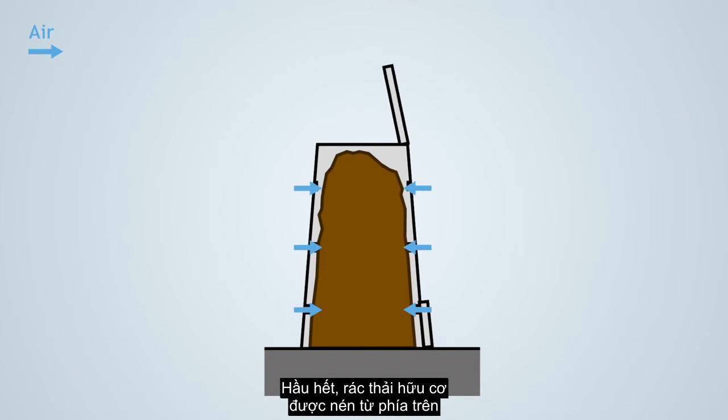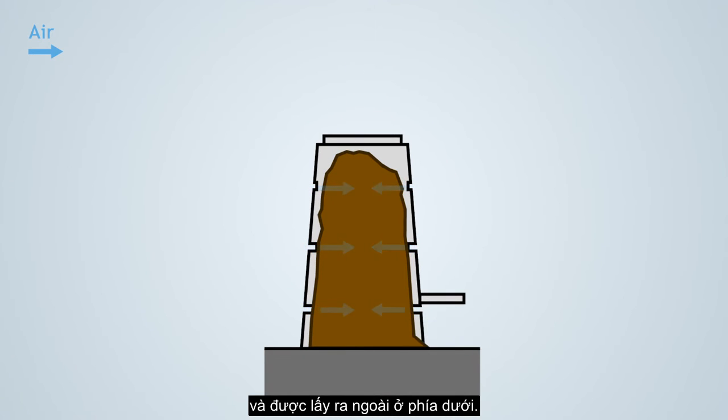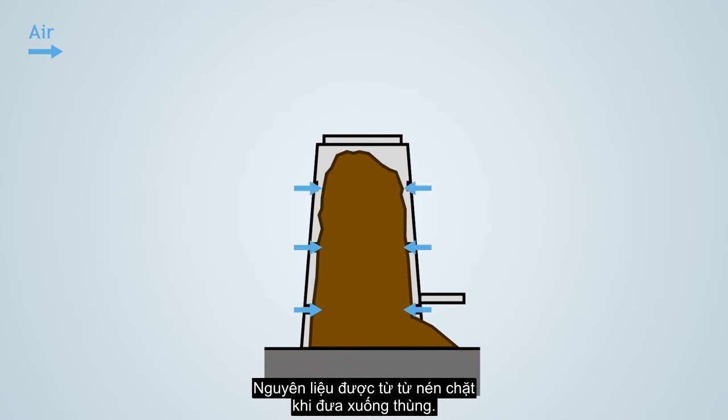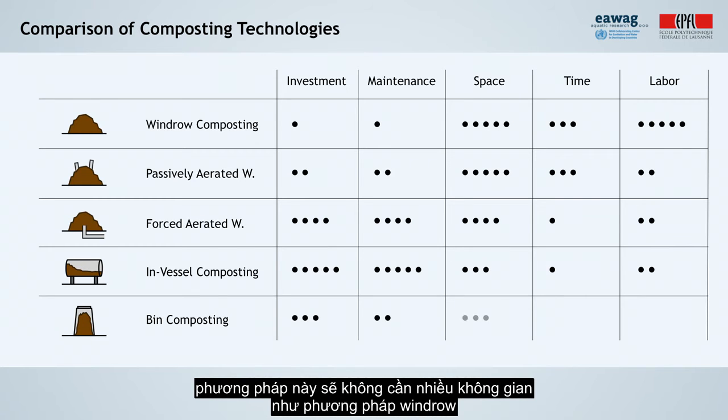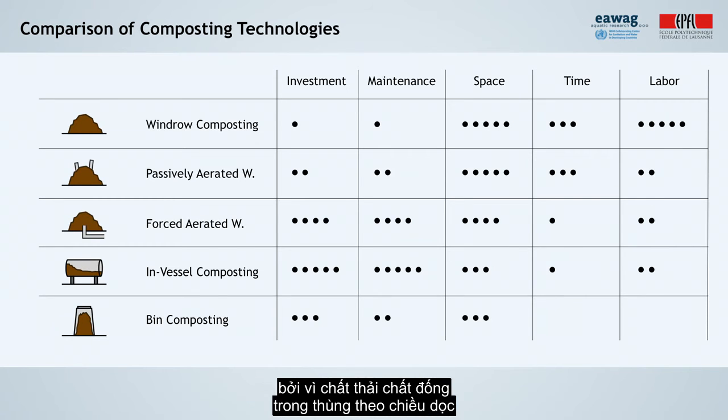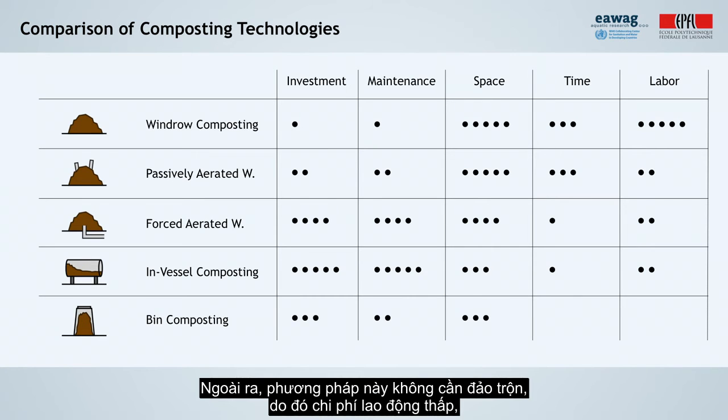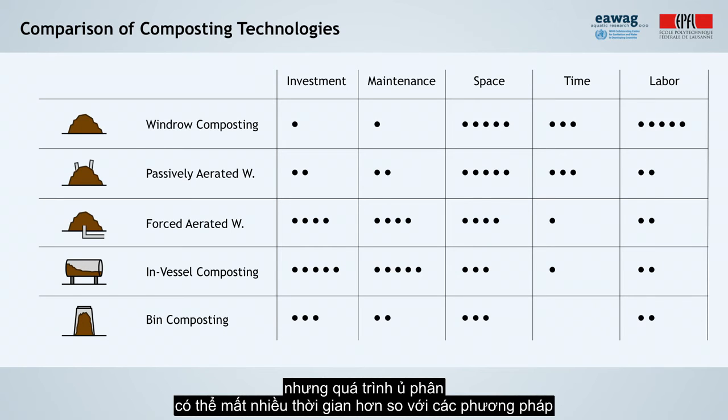Biowaste is most of the time inserted from above and removed from the bottom. The material degrades and compacts slowly as it gets down into the bin. This technology requires medium investment costs and minor maintenance. In order to treat the same amount of waste, it will require less space than windrow composters as the waste is piled up vertically in the bins, without any sloped sides. Besides, no turning is required and therefore labor is low, but the composting process might take longer than other options described before.